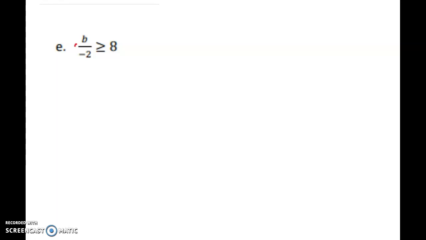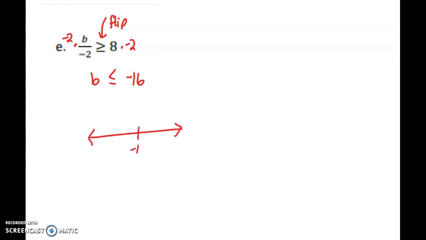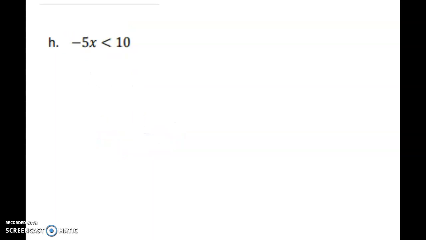Okay, so I would multiply times negative 2. So I get B, and then over here it's negative 16. But you must flip the sign because you multiplied by a negative number on both sides. So it now is less than or equal to negative 16. So when we were to put that on a number line, I would have a closed circle, and it would point towards the left. Let's go ahead and try H.